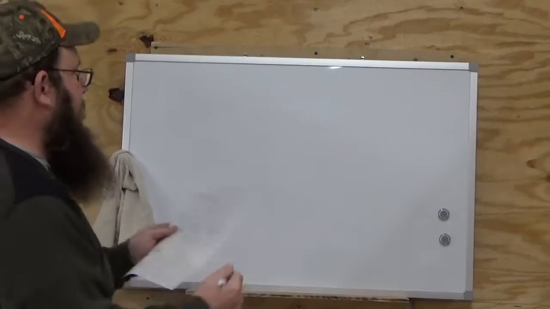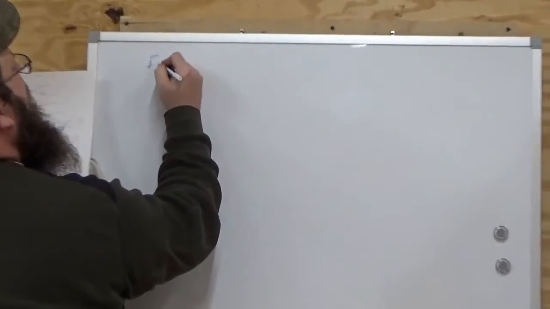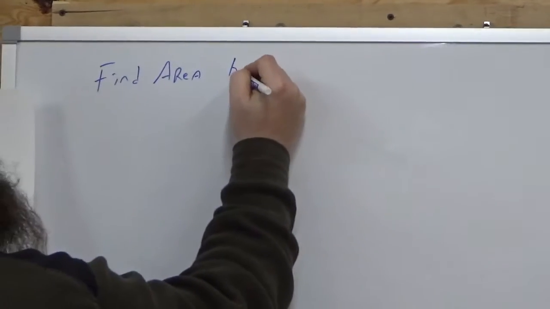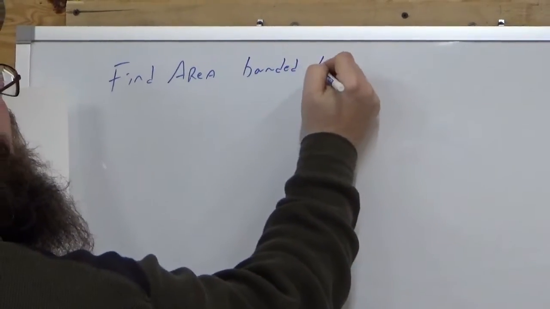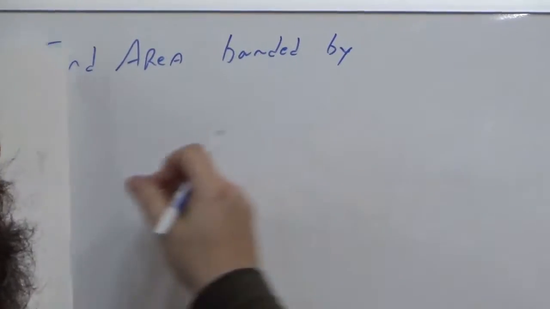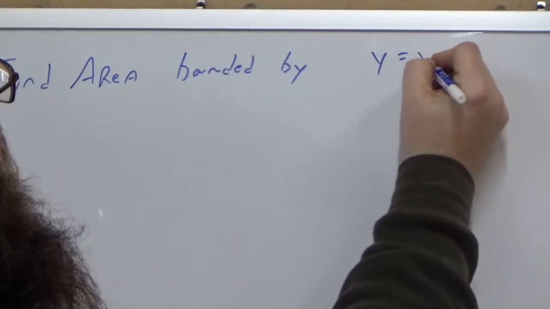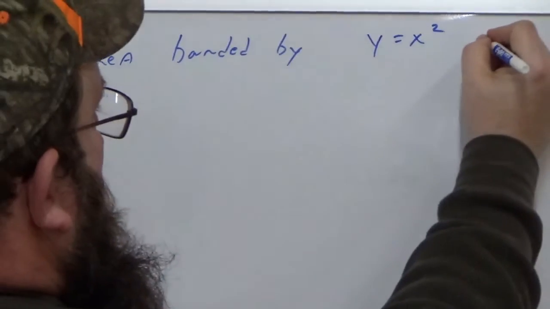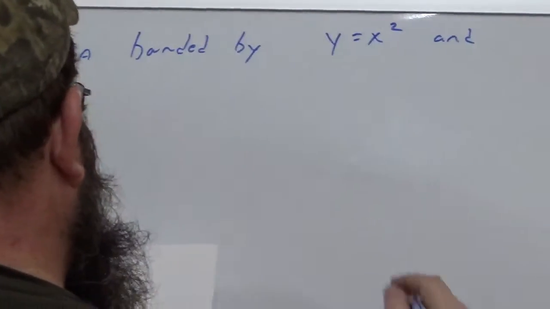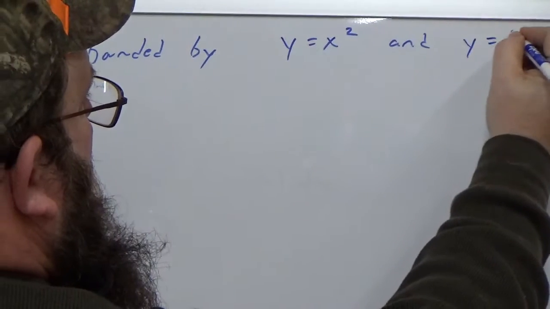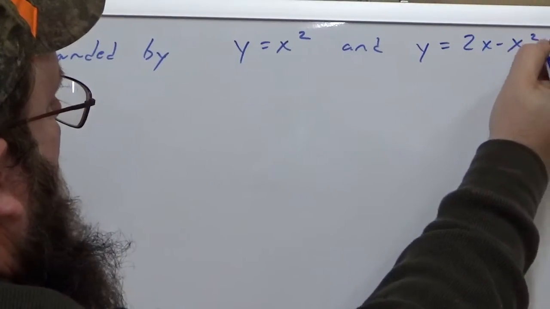So we're going to find the area. We're going to find the area bounded by, let's see, where's my problem at here? The function y equals x squared and y equals 2x minus x squared.